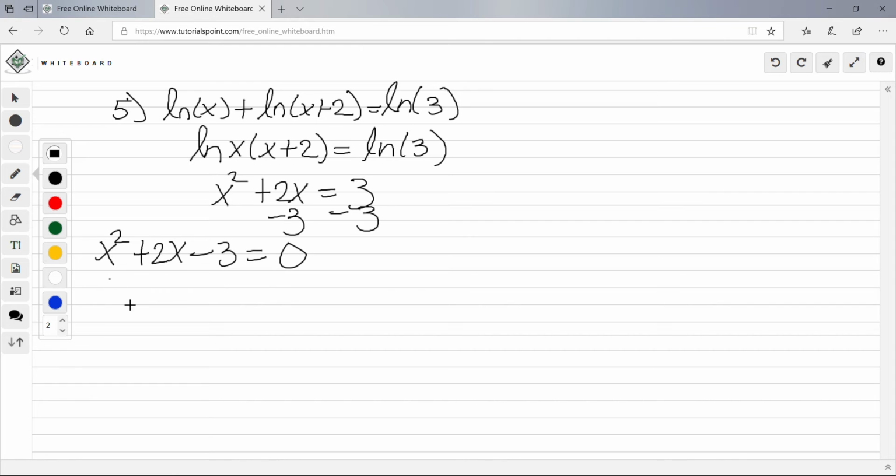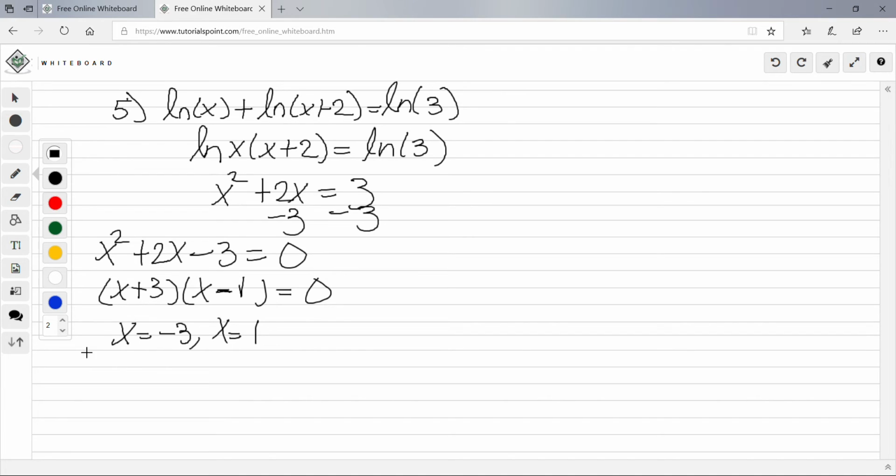And then we can factor. So that's x, and then we need two numbers that multiply to -3 and add to +2. Let's try +3 and -1, because 3 times -1 is -3, and 3 plus -1 is +2, so yes. So x equals -3, and x equals +1.